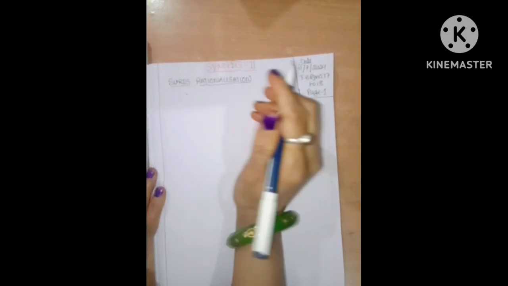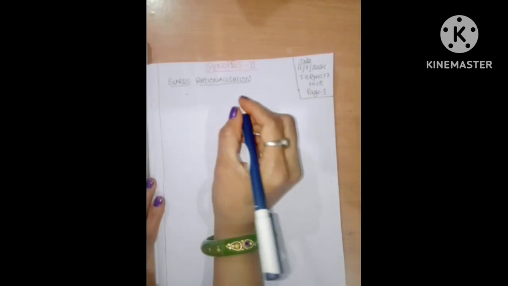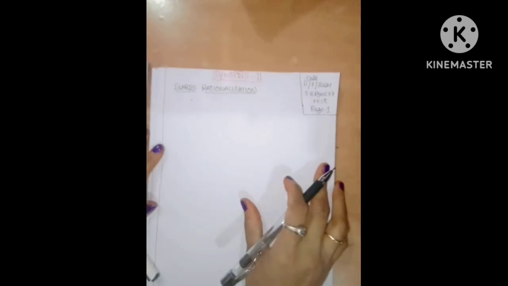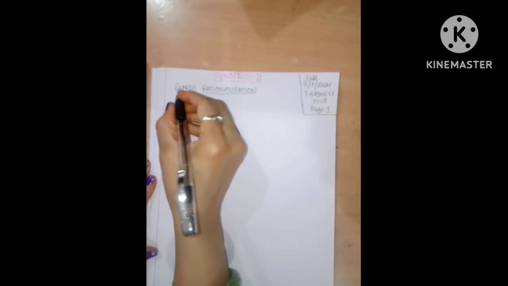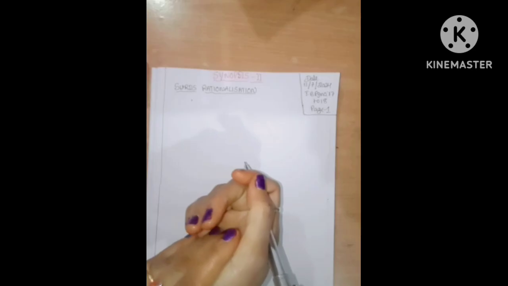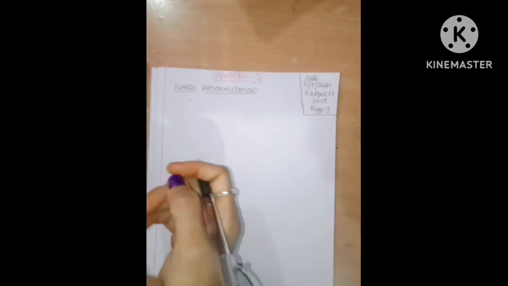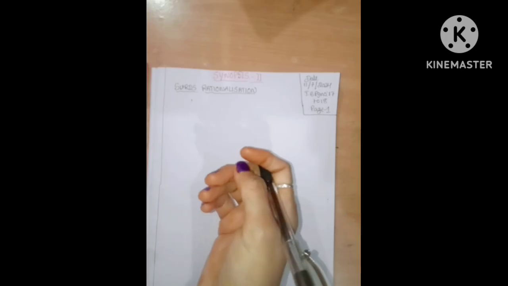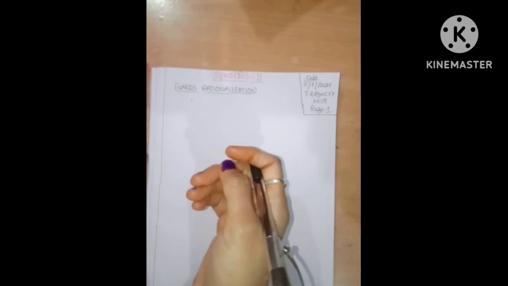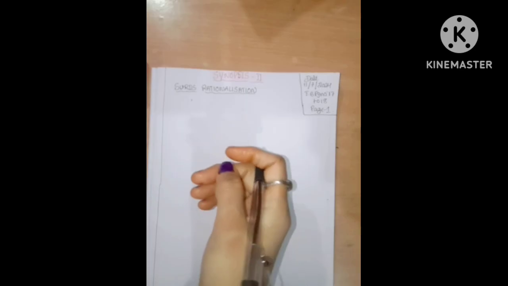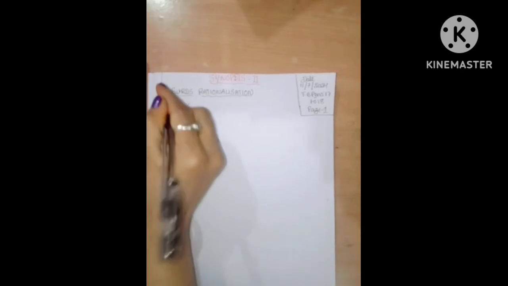First, Surds Rationalisation. First, the definition of the rationalizing factor. If the product of two surds is a rational number, then each of them is called the rationalizing factor of the other. Okay, do you know?